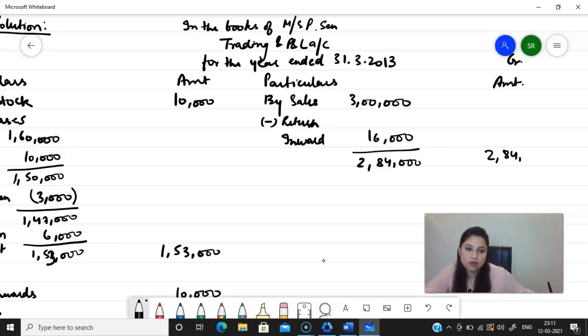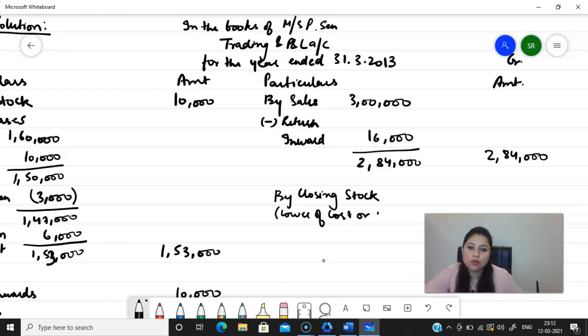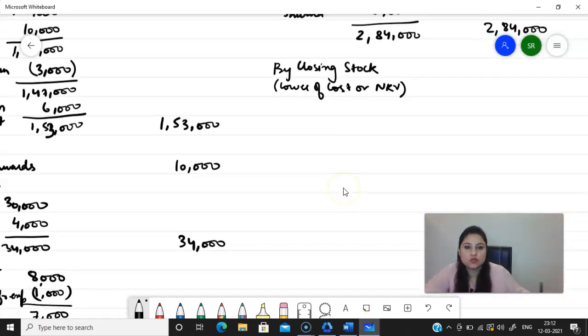So since 2,84,000 being the sales that have been done for the year ended 31st March 2003, and coming to the closing stock. So by closing stock and the value that we have been given, market price is 24,000 and cost price is 20,000. So we will be treating this particular market price as the net realizable value, so lower of cost or net realizable value. So therefore we will be taking the value here as 20,000.